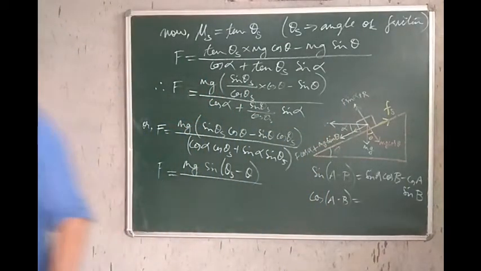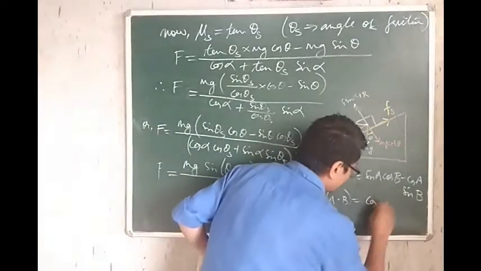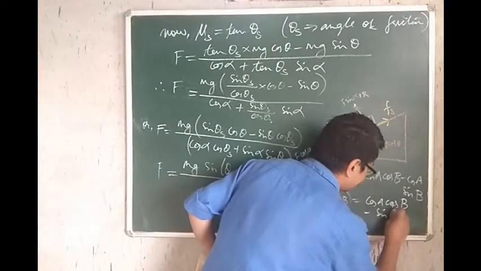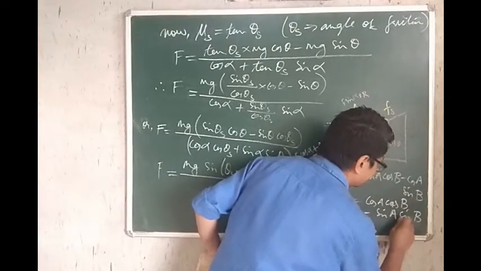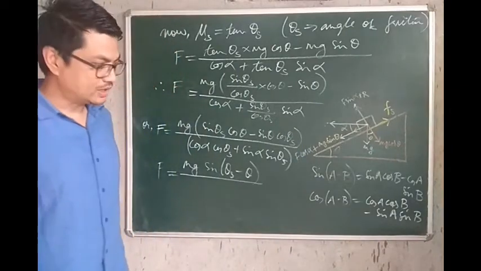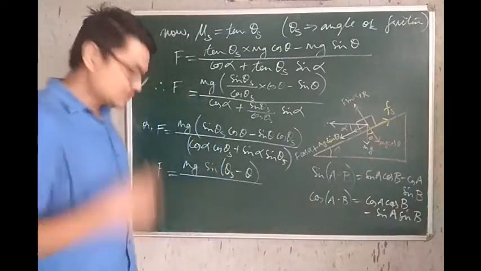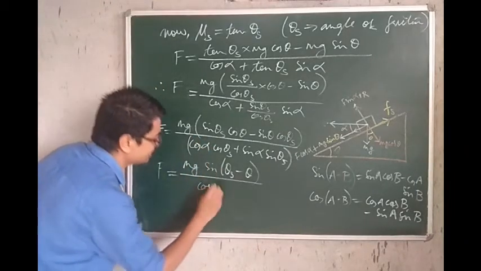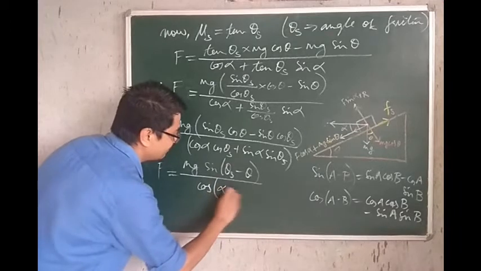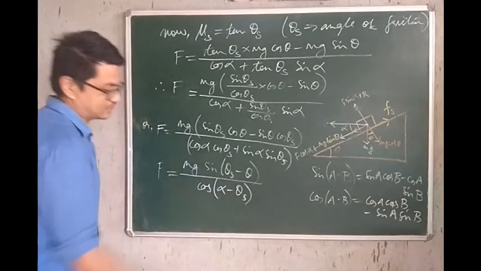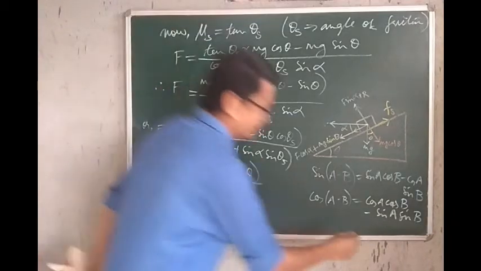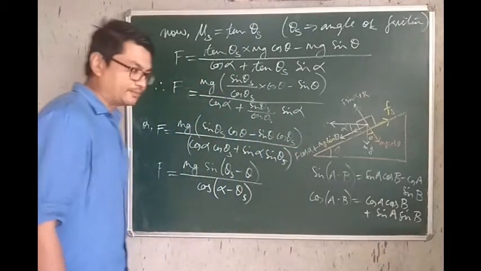likewise, cos of (a minus b) is, let me change my chalk. So cos(a minus b) is cos a cos b plus sin a sin b. Oh, sorry, here is a plus sign, not minus. This is the formula. You learn this in mathematics, very soon you will learn, if you haven't already. So this gives us in the denominator cos of (α minus θs).